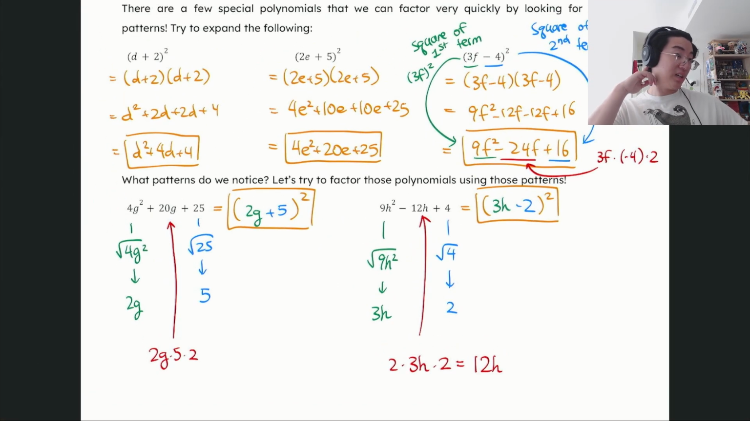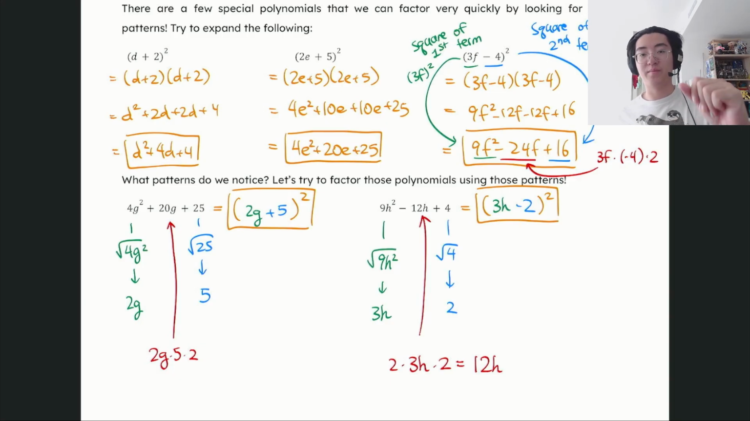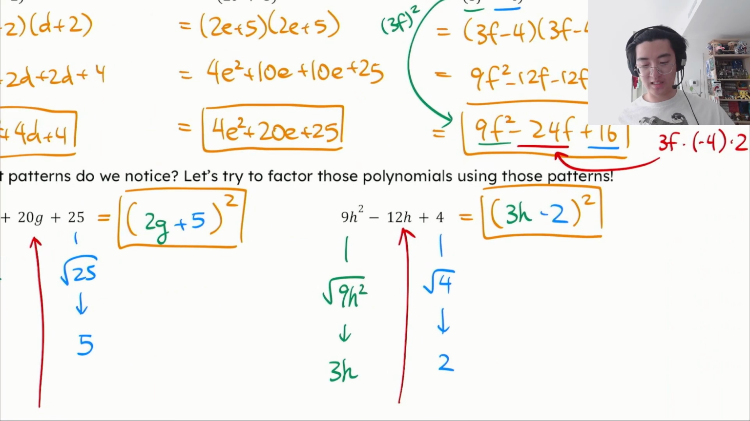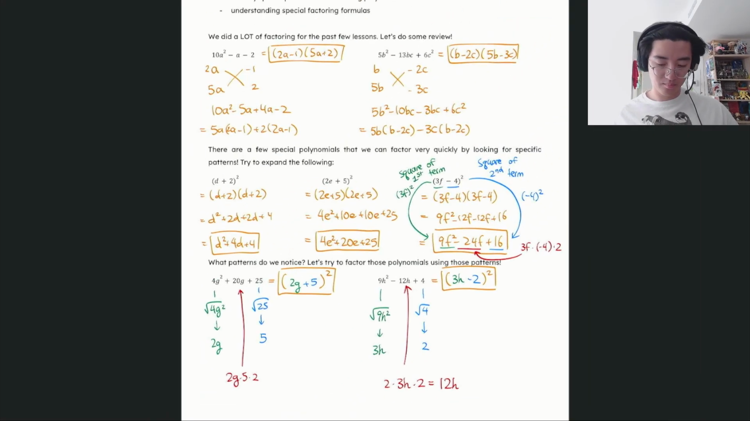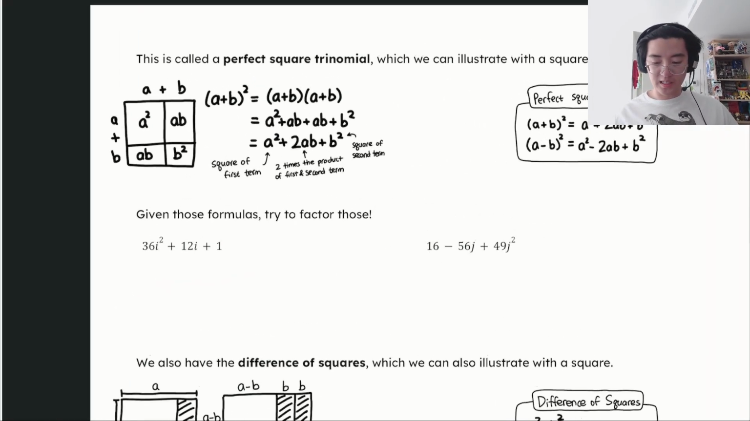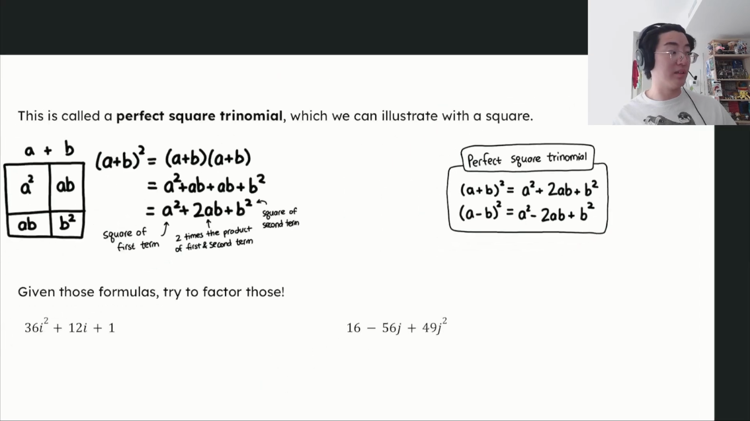Alright, so this is like a shortcut of factoring. Whenever we see the first and the third term, those are perfect squares, we can square root them and multiply it by 2 to check if it equals the middle term. If it does, we can skip all the steps and just write it out like this. Okay, so more specifically, this is called a perfect square trinomial.